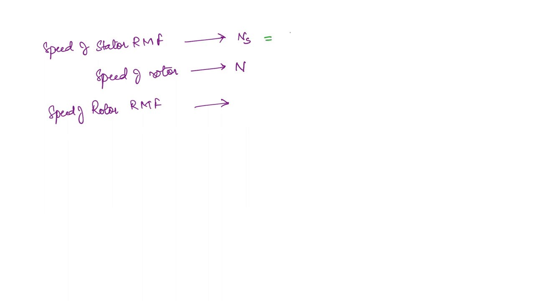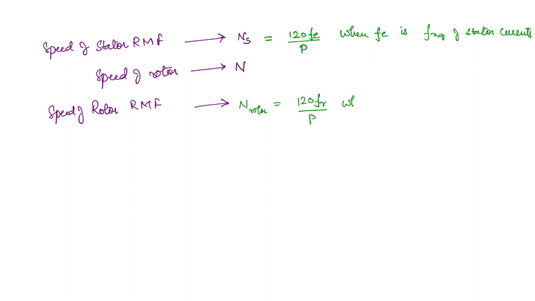Just like Ns is equal to 120 into Fe by P, where Fe is the frequency of stator currents, the current that is producing this RMF, that frequency will be here in this formula, right? So the speed of the rotor RMF also you can write something similar. N rotor is equal to 120 Fr by P, where Fr is the frequency of rotor currents. That means the frequency of currents which is producing this RMF.